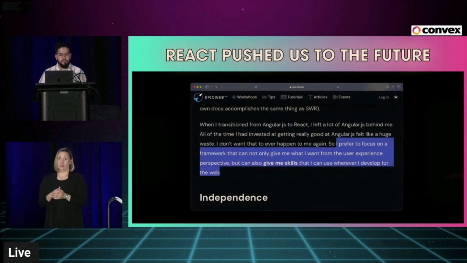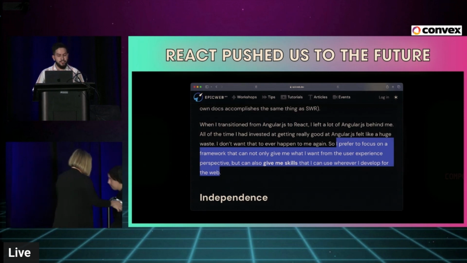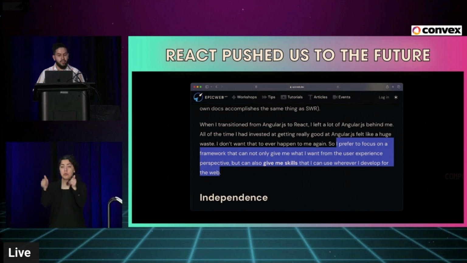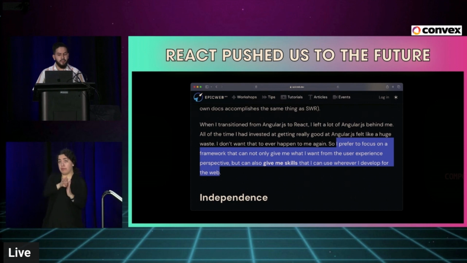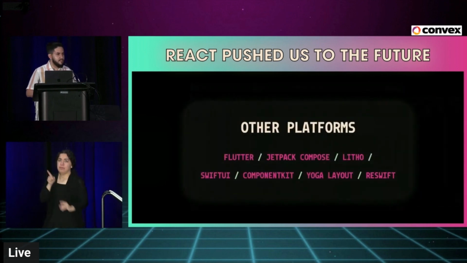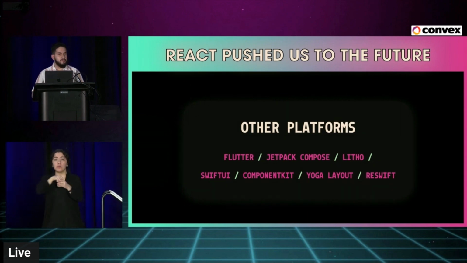Now back to Kent's post, he says something that is, I prefer to focus on a framework that can not only give me what I want from the UX perspective, but also give me the skills I can use wherever I develop it for the web. And coming from a native iOS development background, I couldn't stress this more, because I saw how React inspired other platforms, and that includes Flutter, also native Android stuff like Jetpack Compose and Litho, and on iOS, SwiftUI, ComponentKit, Yoga Layout, and even adaptations we had at the time from Redux or Flux or whatever was the cool thing that the React community was doing.